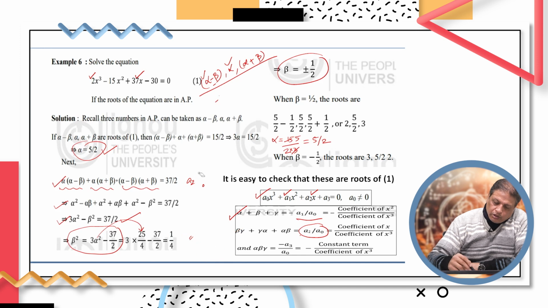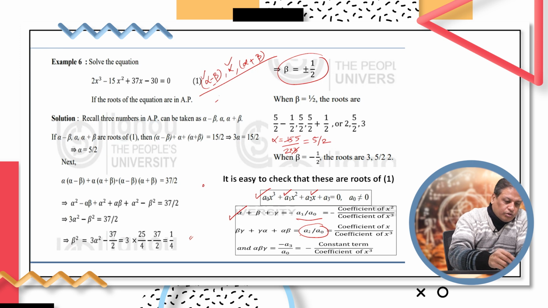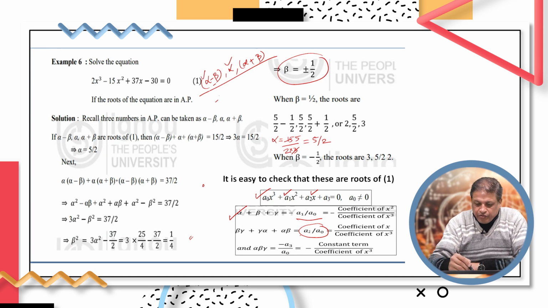We are having both alpha and beta. So, we can calculate the values of the roots which are in arithmetic progression, that means alpha minus beta, alpha and alpha plus beta. Now, when beta is equal to 1 by 2, there are two values, plus 1 by 2 and minus 1 by 2.